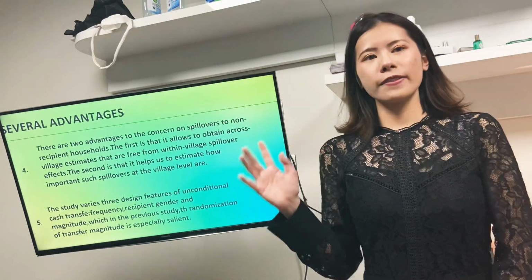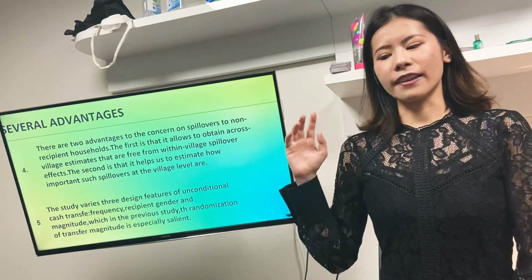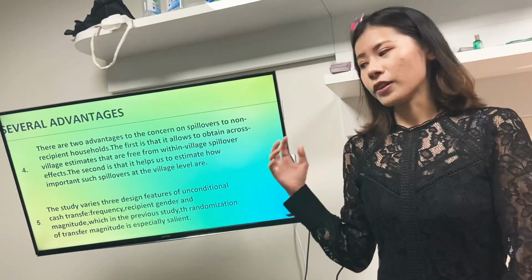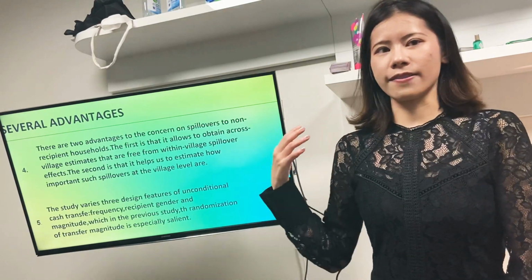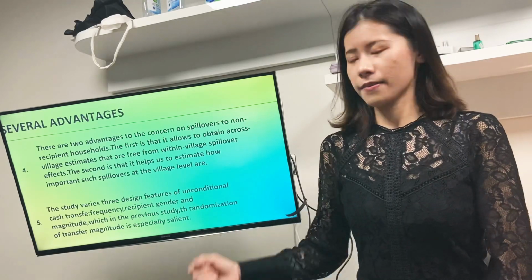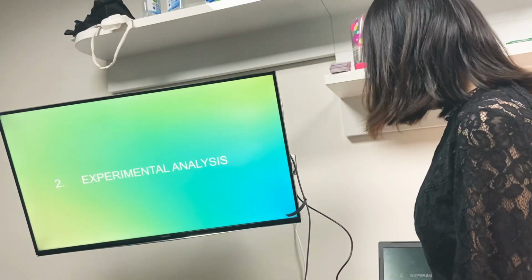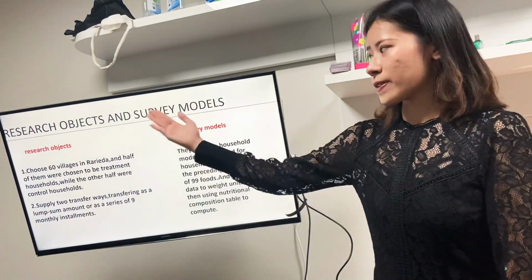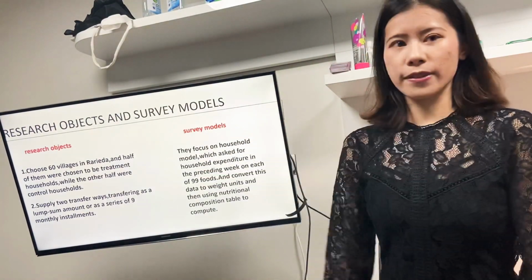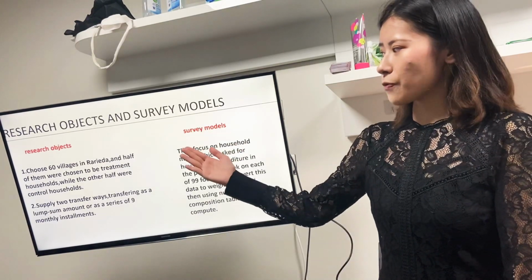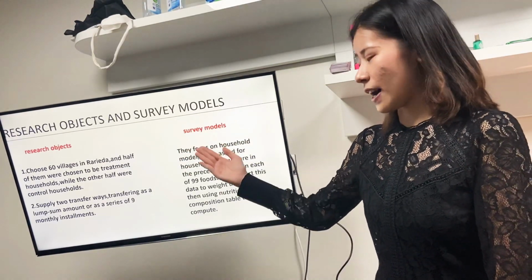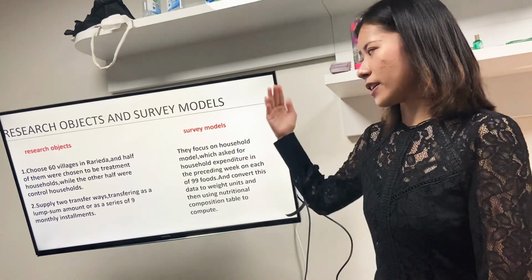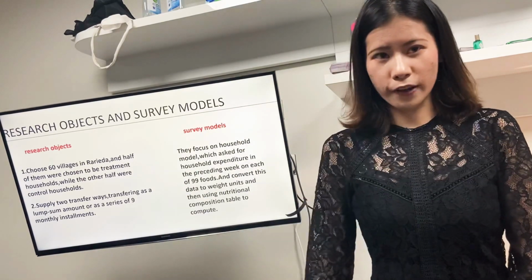We all know that empirical analysis is crucial to support points. So let us now turn to my next part, which is experimental analysis. To begin with, I will describe the research objects and the survey models. The samples come from 60 villages in Rwanda, and half of them were chosen to be treatment households, and the other half were control households.